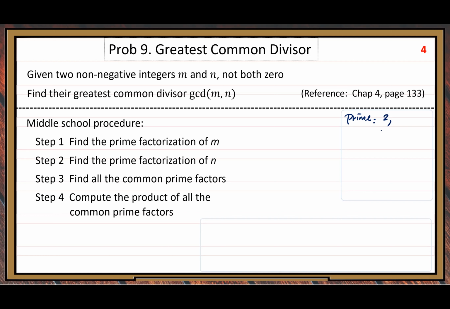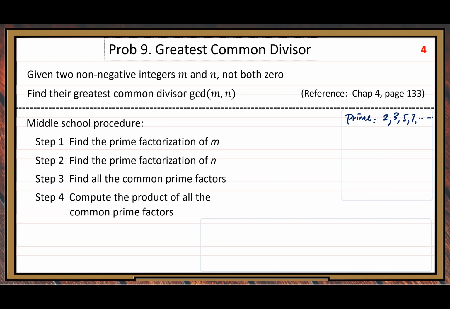Its meaning is that the only positive divisors it has are 1 and itself. Only positive divisors; we do not count negative divisors. 3 has 1 and 3, and does not have any other positive divisor. 4 is not prime. 4 has 2 as a divisor, other than 1 and 4. So the primes are 2, 3, 5, 7, and so on.